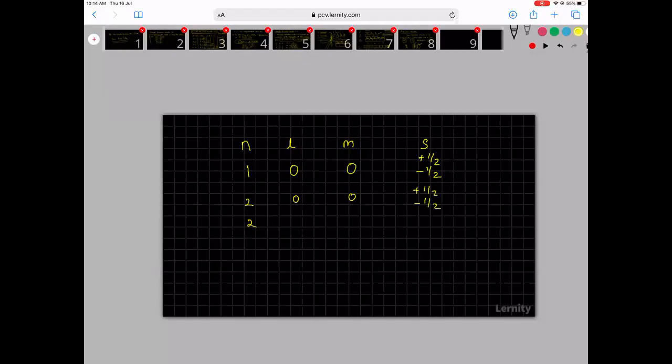For L equal to 1, this will be 1, this will be plus 1, 0, minus 1. So here it will be plus half, minus half. Here it will be plus half, minus half. Here it will be plus half, minus half.